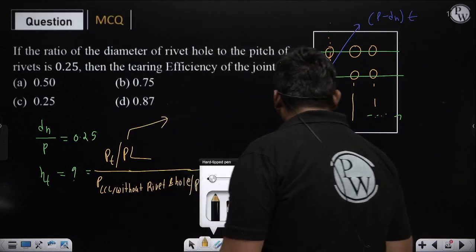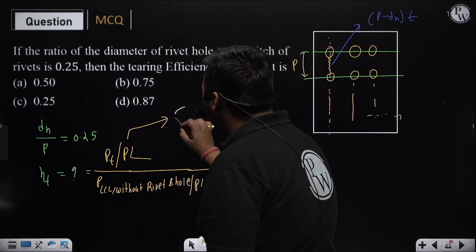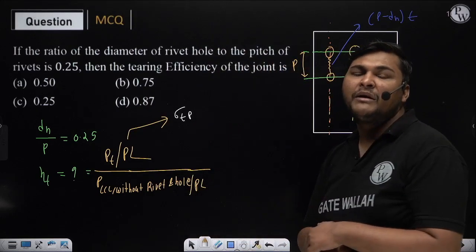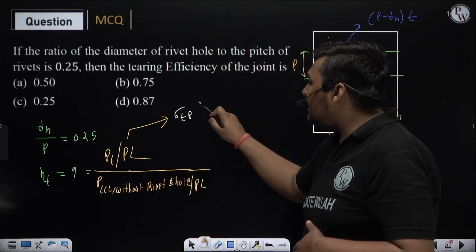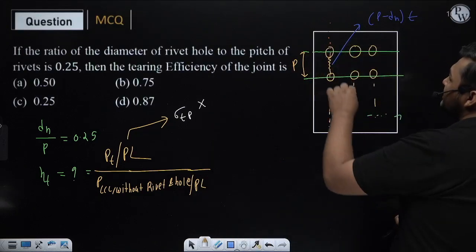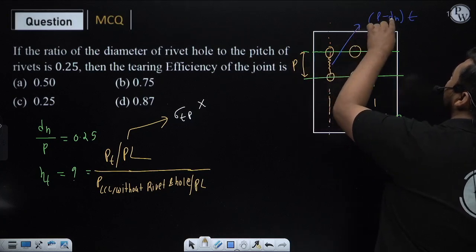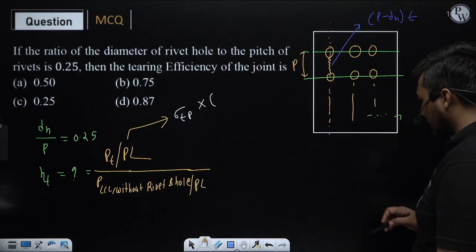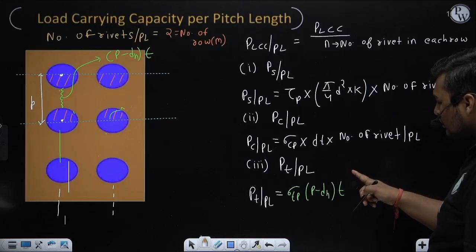So the expression of tearing load carrying capacity per pitch length: we will equate sigma t with sigma tp into tearing area, but not total tearing area, per pitch length. Here you can see in one pitch length, the tearing area is (P minus DH) into T. This expression will always come.